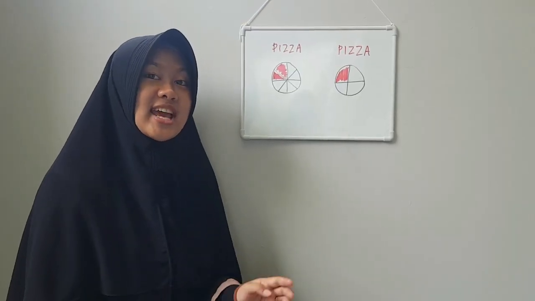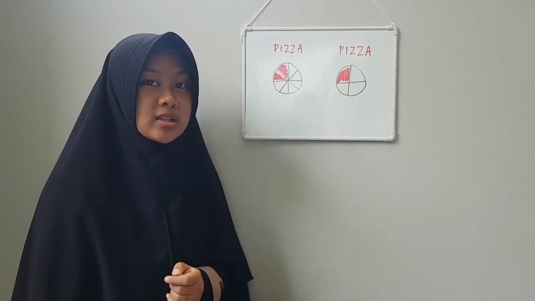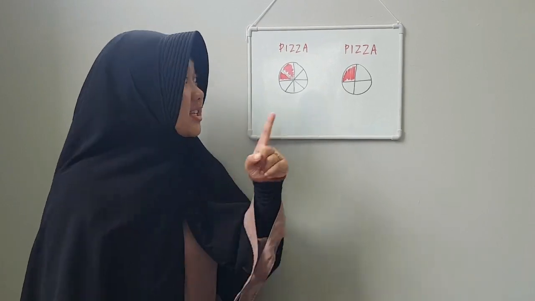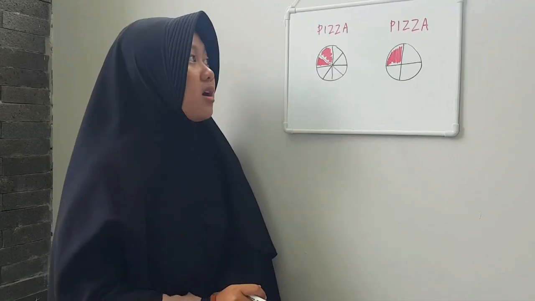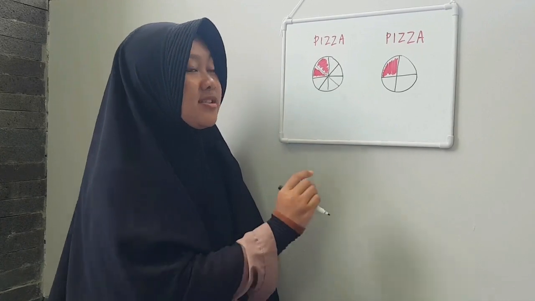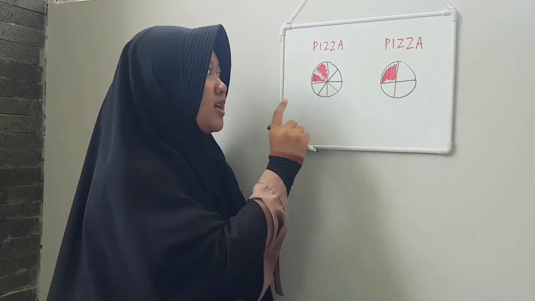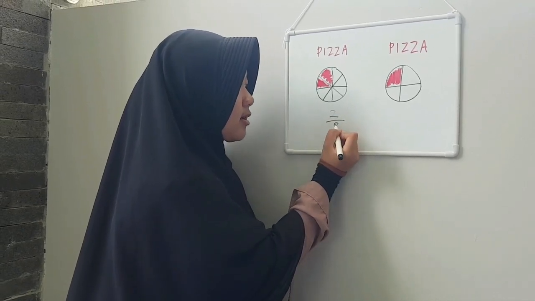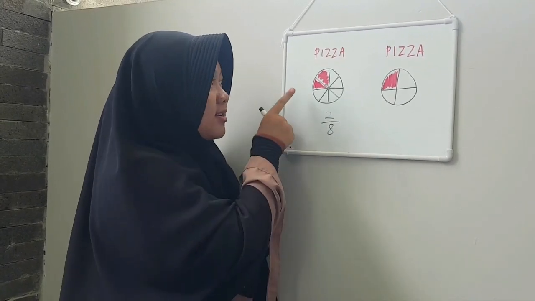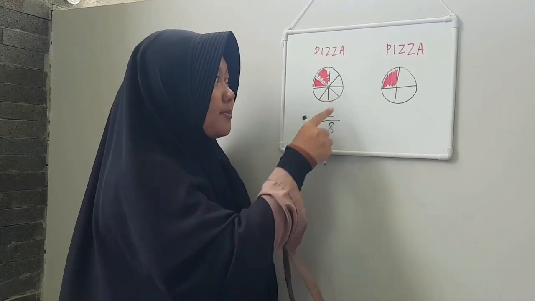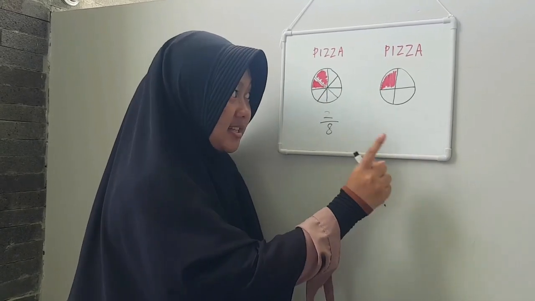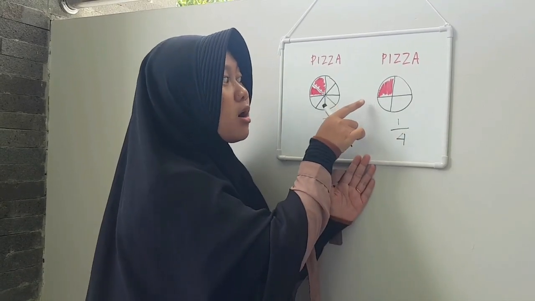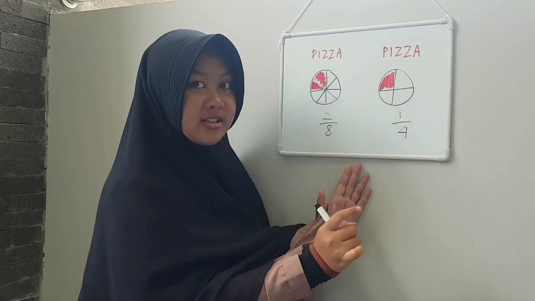Okay guys, next we are going to learn about multiplying and also dividing fractions. Okay, let's see the picture. From this picture, we can see that there are 2 pizzas. The first pizza we can write as 2 over 8, because there are 2 parts over 8 parts, and the second one is 1 over 4. We have 1 part of 4 parts.